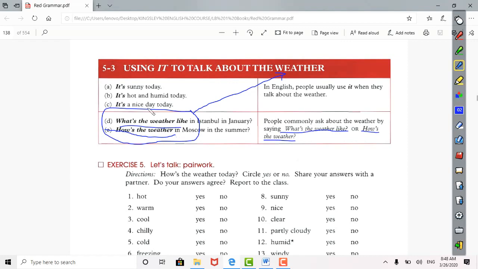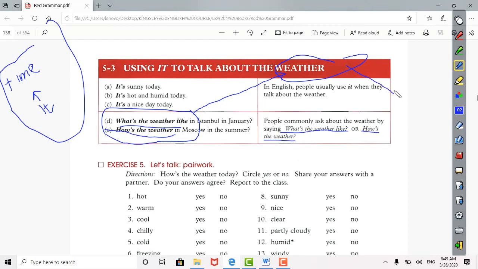All right, so I will repeat again. When you talk about time, you will use "it". When you want to talk about the weather, here also you must use "it" as well. So clear? Weather and time, you use "it". Clear. All right.